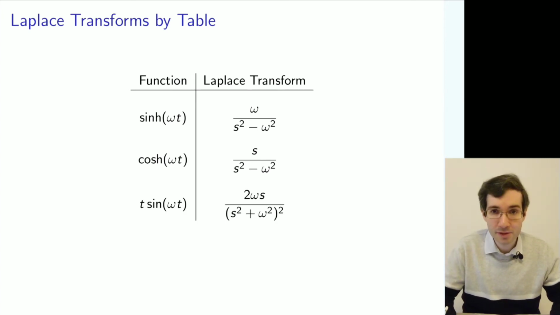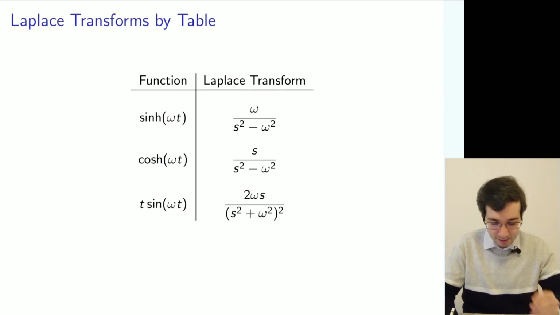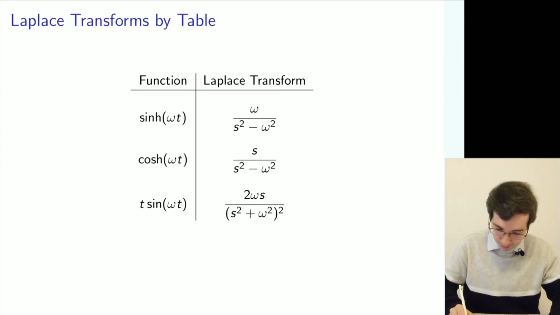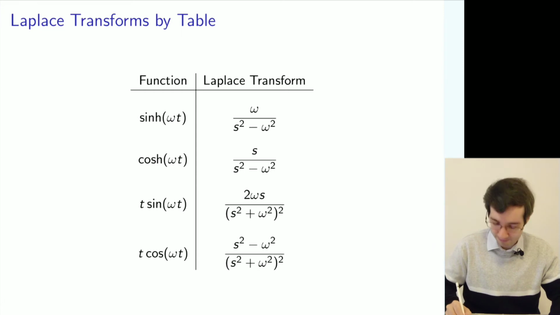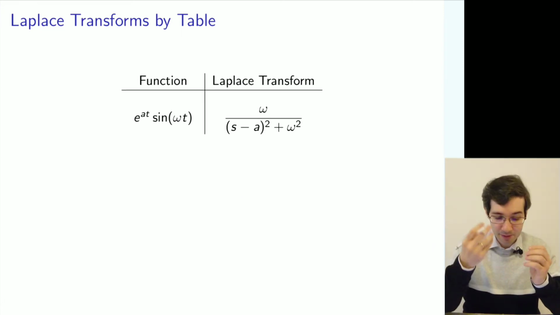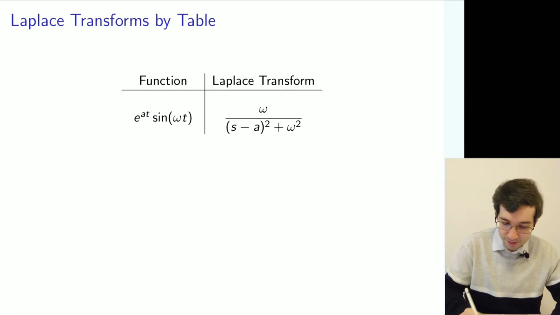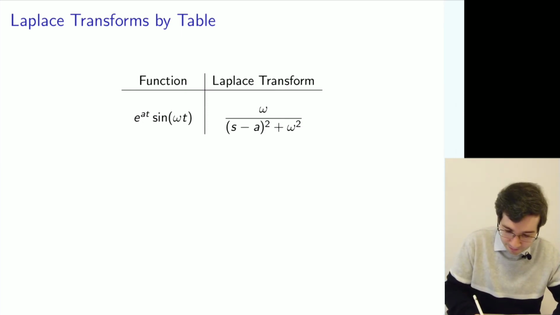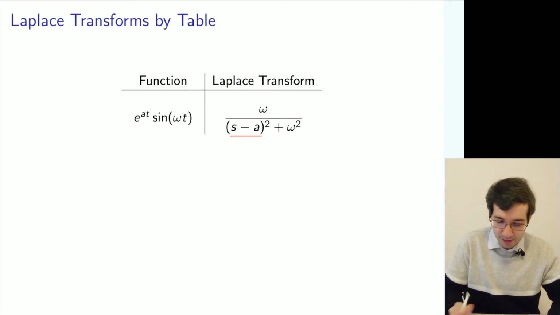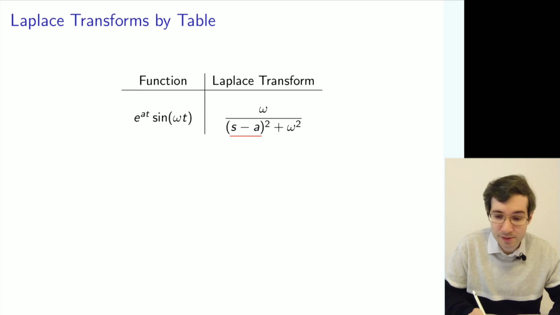Or we can combine two functions. We can multiply t times sine omega t, or with the cosine. And likewise, we can take an exponential multiplied by the sine and get another expression. And by the way, this is another property called S-shift, which we'll come to later, so don't worry about this for now. But it will produce a minus sign at the denominator.